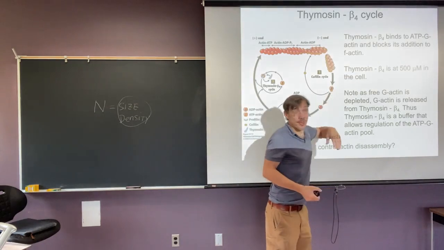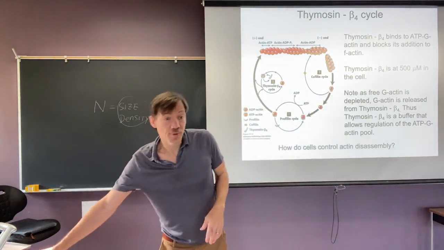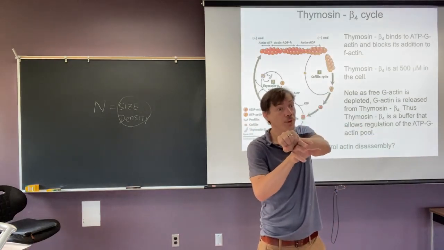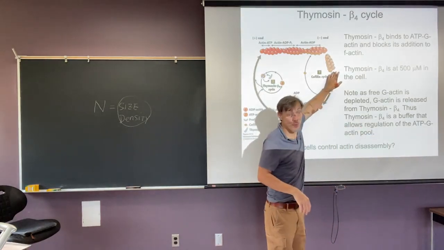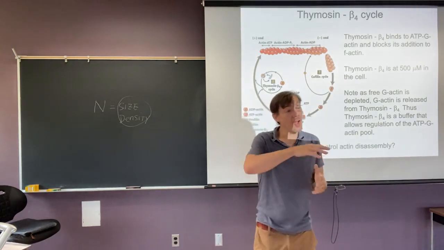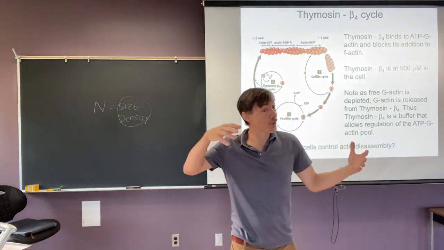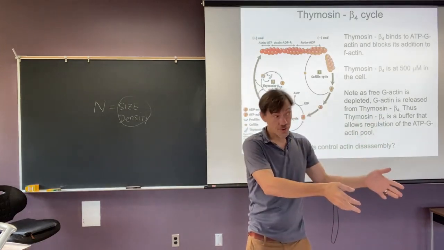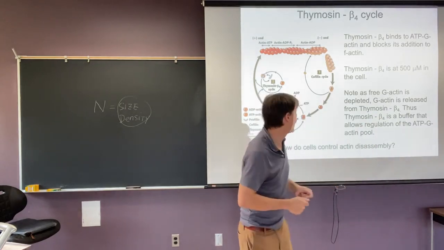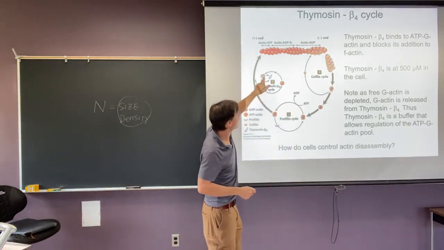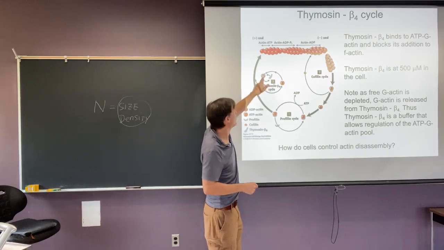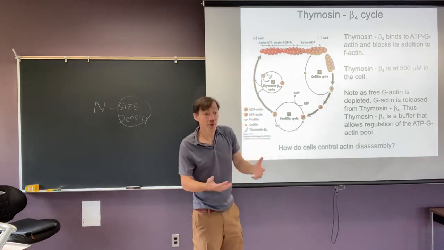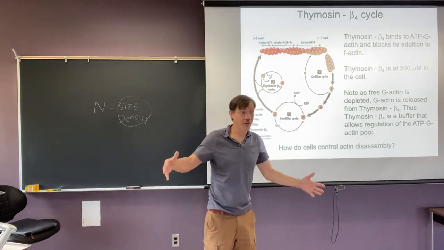Thymosin beta 4 is doing the same thing. So as actin is being made, some of it gets pooled in with the thymosin beta 4, and it prevents the free actin concentration from getting really high. As actin goes into filaments, that lowers the concentration of G-actin in the solution, and that means the probability of G-actin being released from thymosin beta 4 increases, and then the concentration of G-actin increases.